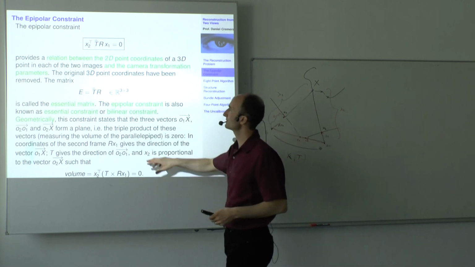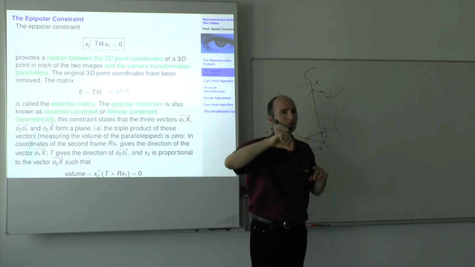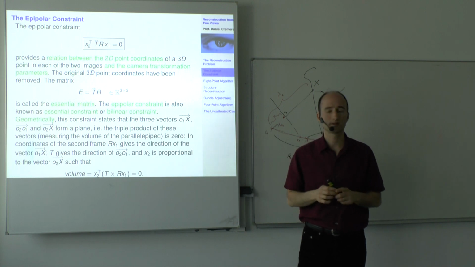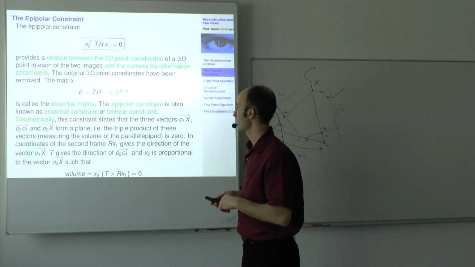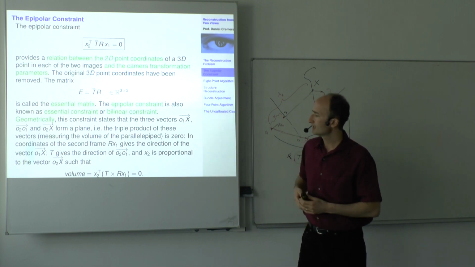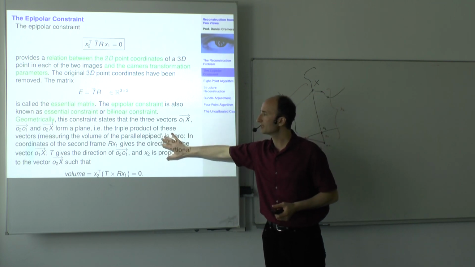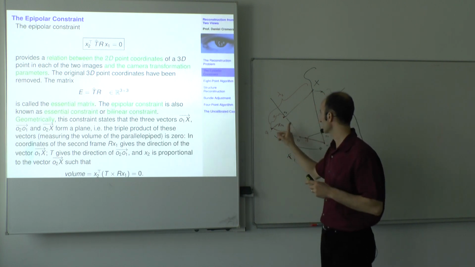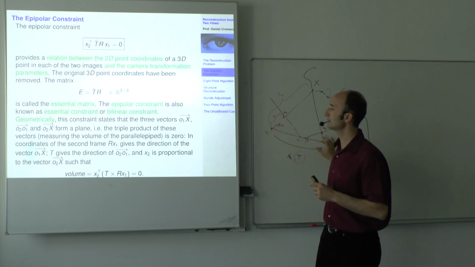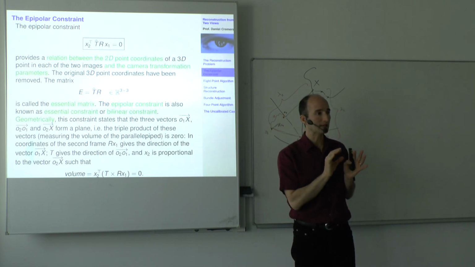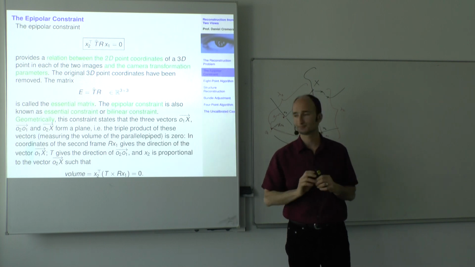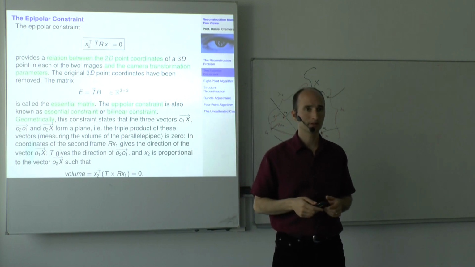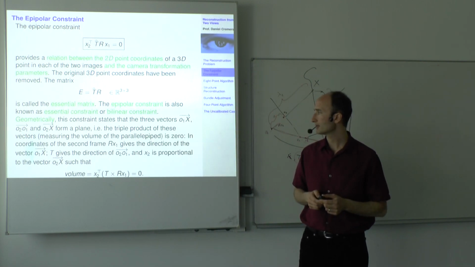In other words, this constraint doesn't actually specify where the 3D location is, it just specifies there must be an intersection point. So that's the geometric interpretation. It's a little bit complicated, and it depends on how you represent the different entities. Here the idea is that you represent everything in the coordinate system of the second camera. And then you almost immediately have this epipolar constraint.